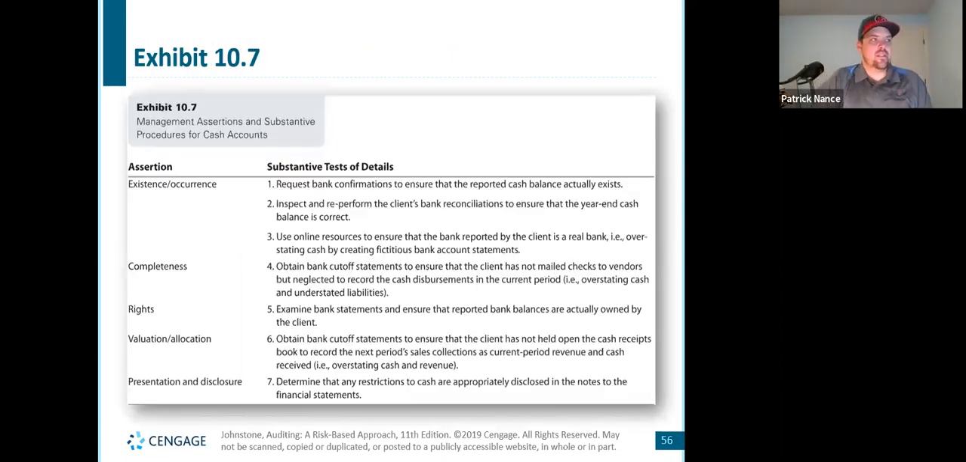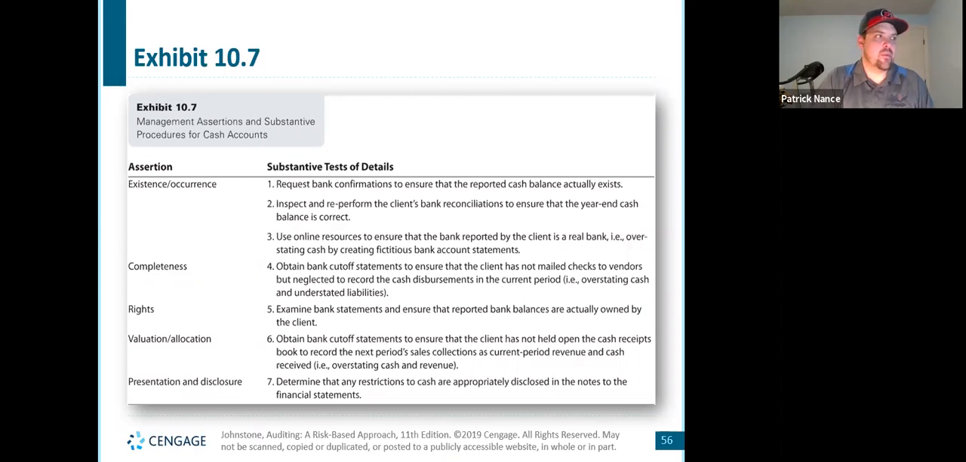So what do these do? Okay, assertion, existence and occurrence: bank confirmations. And we have an actual example of that here in a second, but remember, a bank confirmation is something the auditor sends directly to the bank so they can confirm that the balance actually exists, that it's there. Why? Because an external party we can trust more because they have no bias in the scenario as compared to an internal party who could be biased in some way to make sure their cash accounts look better.